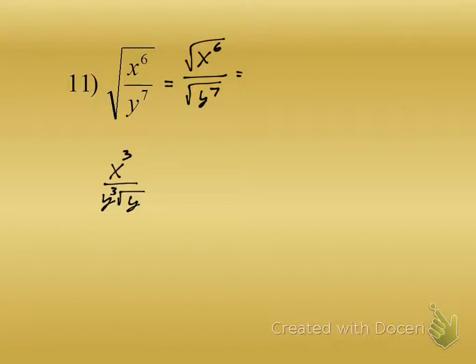Now, what's still the problem with this problem? Still got a rad in the denominator. So just like last time we multiplied by rad 5, this time we're going to multiply by rad y, top and bottom. Which will give you x cubed rad y on top.